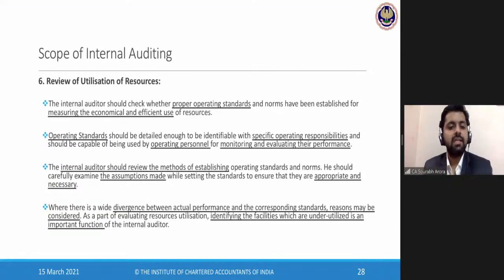those SOPs. Then, wherever there is divergence between actual performance and corresponding standard, the reason may be considered, and identifying the facilities which are underutilized is an important function. So, as the name suggests, review of utilization of resources. This should be the first point that should come to your mind, whether anything is underutilized or not. Mention that, specify that. Then points about SOPs, their design, whether they are designed properly, whether they are detailed enough that the operating responsibilities have been fixed, and whether the personnel are fixed who are responsible for those activities. Then their evaluation criteria will be in correspondence to those standards that we fixed. Then what are the assumptions that are being made, and then whether proper accounting standards are set, and whether the economy and efficiency has been considered or not.